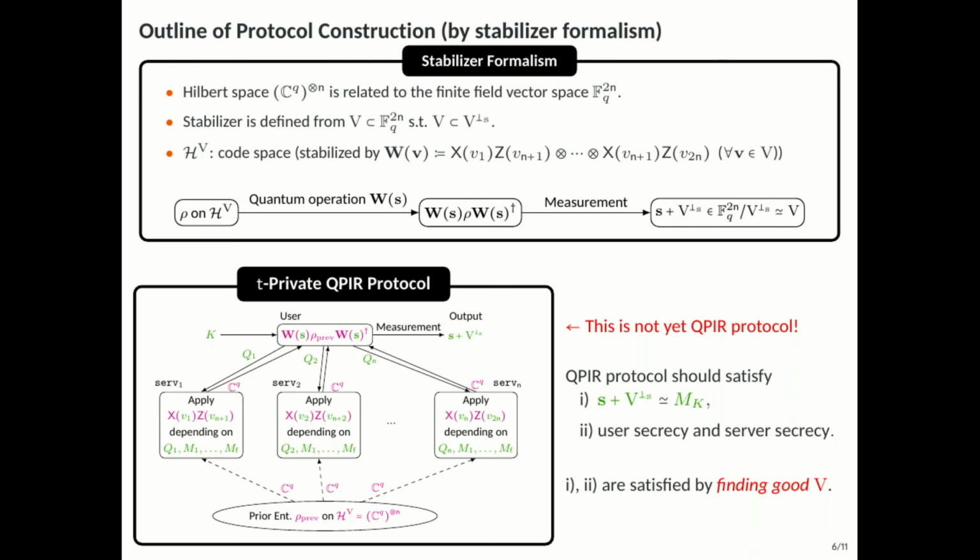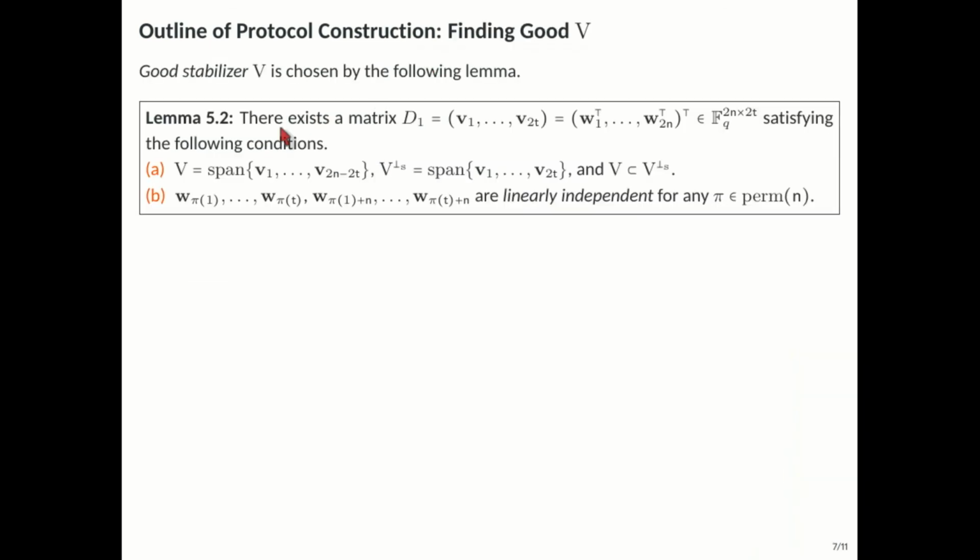So for finding this good stabilizer V, we use this Lemma 5.2. Lemma 5.2 states that there exists a matrix D over finite field Fq such that the column vectors V satisfy the self-orthogonality condition, and the row vectors W satisfy some weird linear independence condition. So in this lemma, condition A defines a stabilizer because it is related to the self-orthogonality. And condition B is used for guaranteeing the secrecy condition in our protocol.